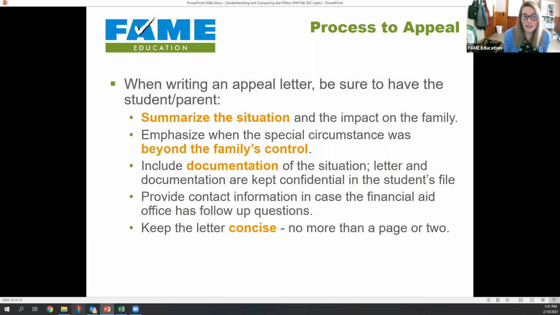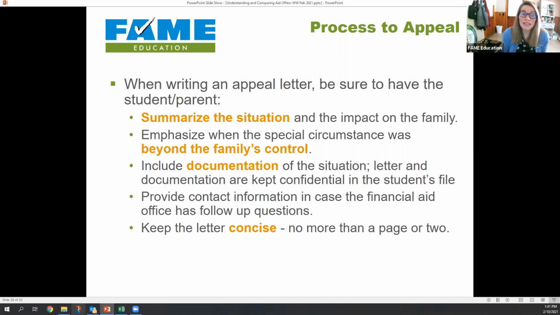Also include any documentation. Any of the financial aid colleagues joining us will say document everything. Anything that's submitted doesn't leave the financial aid office. It's all confidential and protected. Anything that illustrates the situation, such as severance letters, pay stubs, separation notices, will be confidentially kept in the student's file. Anything that can support the information coming from the letter.